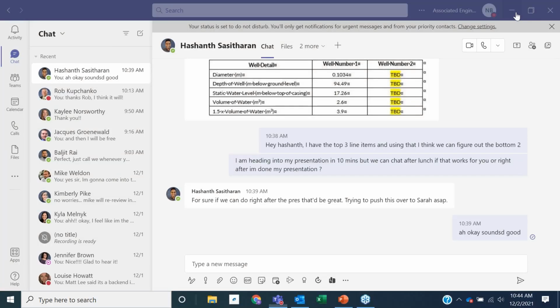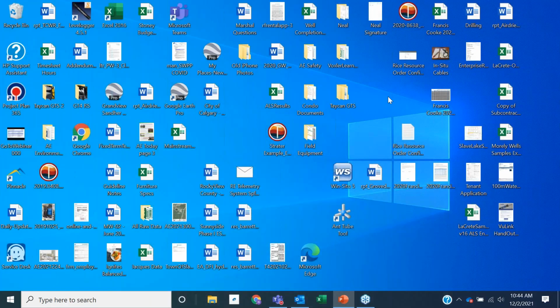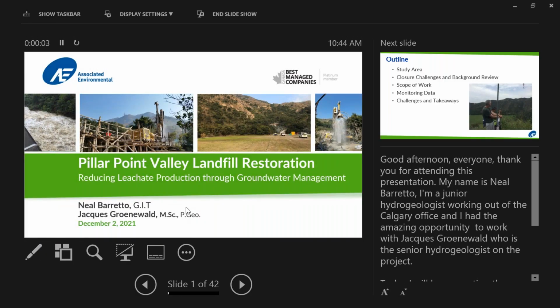So they're going to be speaking to us about a project they worked on in Hong Kong at Pillar Point Valley Restoration, reducing leachate production via groundwater management. And if I'm not mistaken, Neil, this is a former landfill, right? Yes, that's correct. And I just wanted to confirm if you can see the presentation.